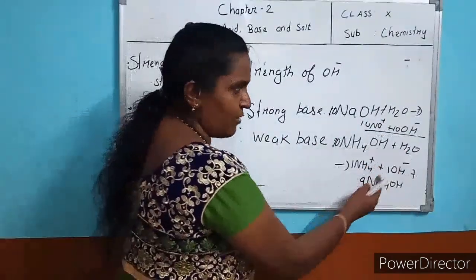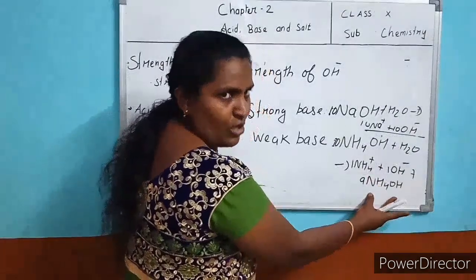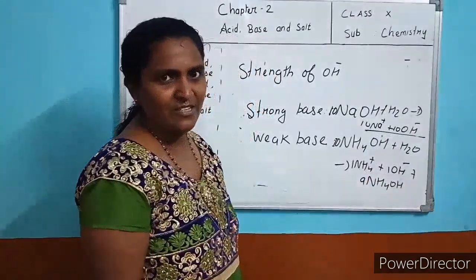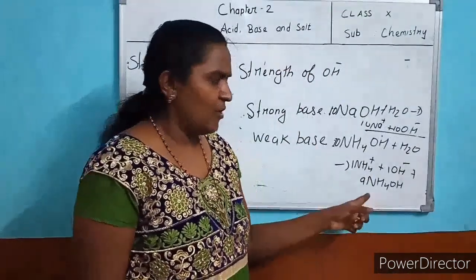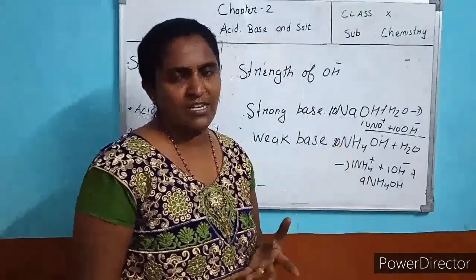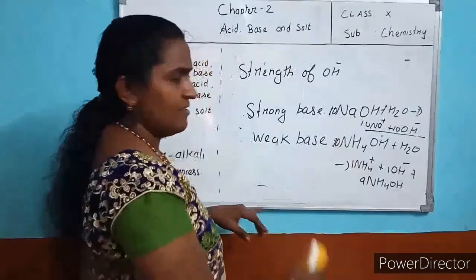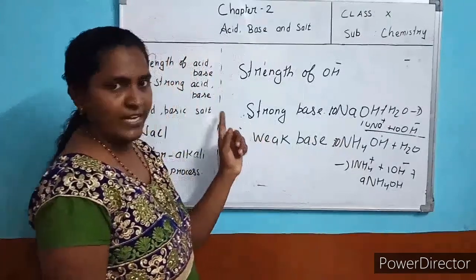A weak base in water produces ions as well as molecules. Understood? Why is it a strong base? More OH ions are present. Why is it a weak base? Fewer OH ions are present. So I think you are clear, isn't it? We will move to the next topic.